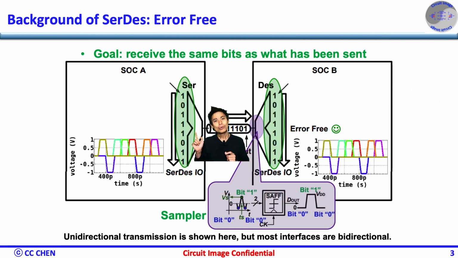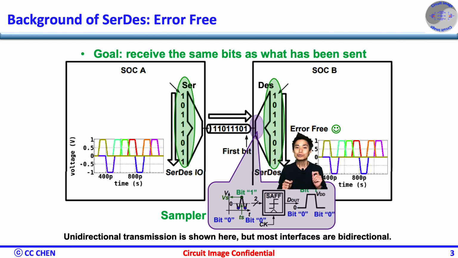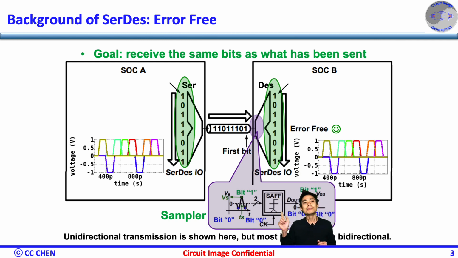For example, 1011.011 was sent, so you should expect to receive 1011.011 here. Or, to be straightforward, no error or very low bit error rate during the transmission is your goal. But the most critical block that could make a wrong decision is the sampler.